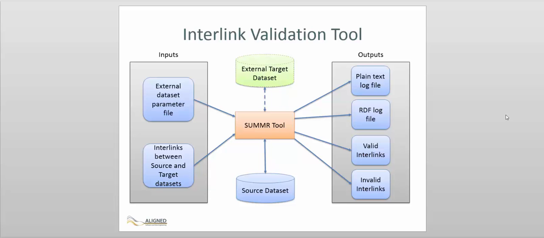The tool will validate the interlinks by comparing them to the source and target datasets, and will then produce its outputs. So one of the output files it produces contains the interlinks that are found to be valid, and another file it produces contains the interlinks that are found to be invalid. 2 log files are also produced. One is a Plaintext Log indicating any of the invalid interlinks that were found between the source and target datasets, and the other log records similar information but is encoded in RDF and is described using the ALIGNED meta models.